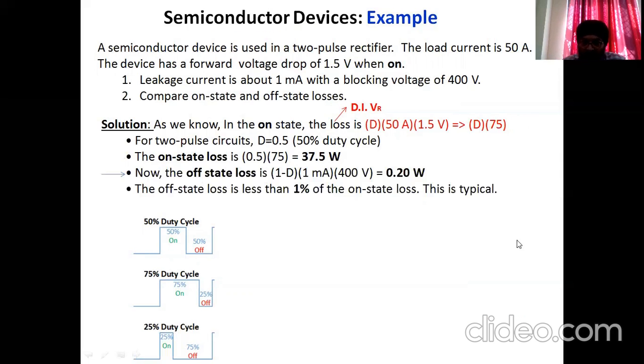What is the off state loss? The off state loss is 1 minus D multiplied by the leakage current multiplied by the off state voltage. And 1 minus D is 0.5 because for 50% of the duty cycle it is off. So 0.5 multiplied by the leakage current multiplied by the off state or blocking voltage is 0.2 watts. The off state loss is very, very small compared to the on state loss, so we can neglect it. So we can calculate the value of on state losses, meaning conduction losses, or off state losses.